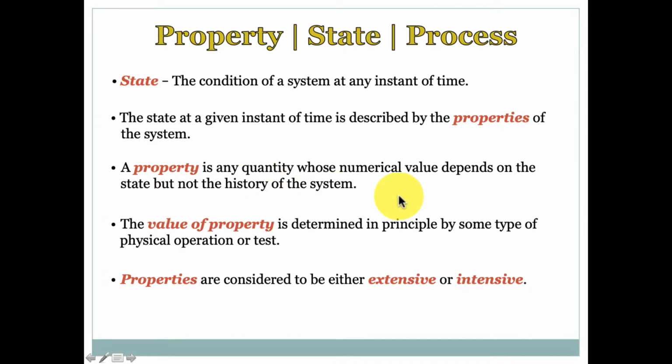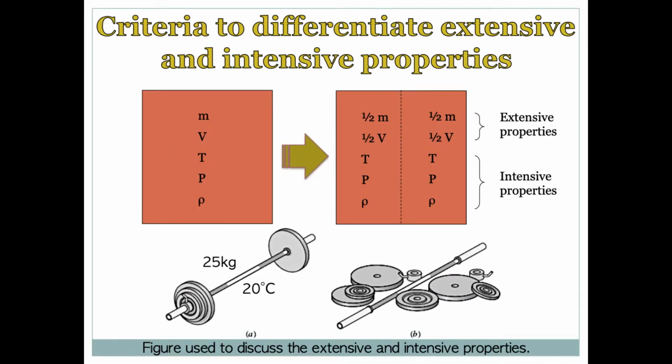The examples of the properties that we have learned previously in our lecture are temperature, energy, volume, pressure, and also others. The value of a property is determined in principle by some type of physical operation or test. Properties are considered to be either extensive or intensive. So this is the criteria to differentiate extensive and intensive properties.